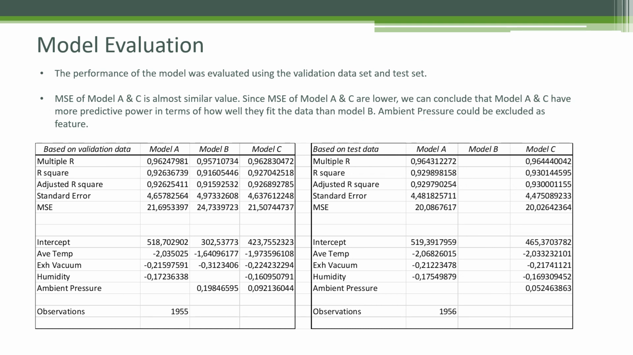We evaluated the performance using the validation dataset and afterwards the test set. The mean squared error of model A and C is almost of similar value. Since the mean squared error of model A and C are lower than that of model B, we can conclude that model A and C have a higher or more predictive power in terms of how well they fit the data than model B. We can actually exclude ambient pressure as a feature.